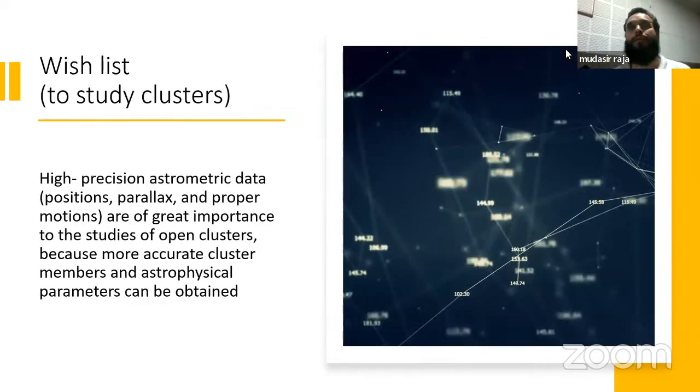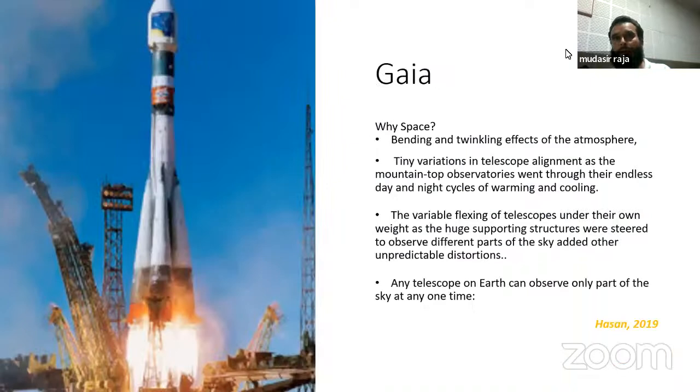Whenever you study or compare something, you always have a wish list. In the case of studying star clusters, the wish list is that we need high precision astrometric data with positions, parallax, and proper motions, which are of great importance in studying star clusters. This wish was fulfilled by Gaia. Gaia is a European Space Agency satellite, which was launched almost 10 years ago in December 2013, and is now on extension. It has studied almost 1 billion stars.